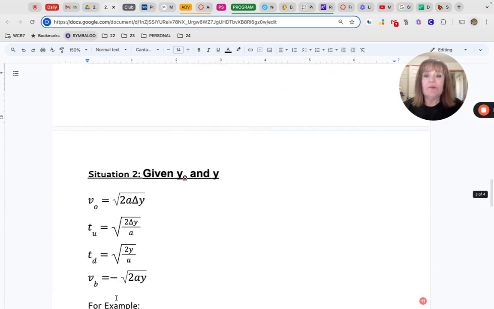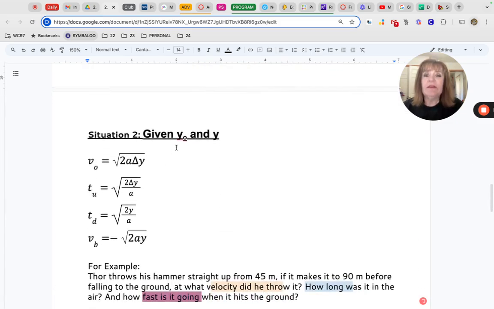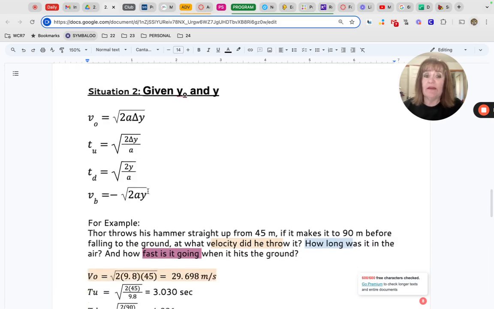The second situation that you have, you're given y naught and y, and these are unlinked equations because I can find the upside of v naught and time up, and then I can find the downside, and I have all of the variables that I need to do both without using something I'm finding.